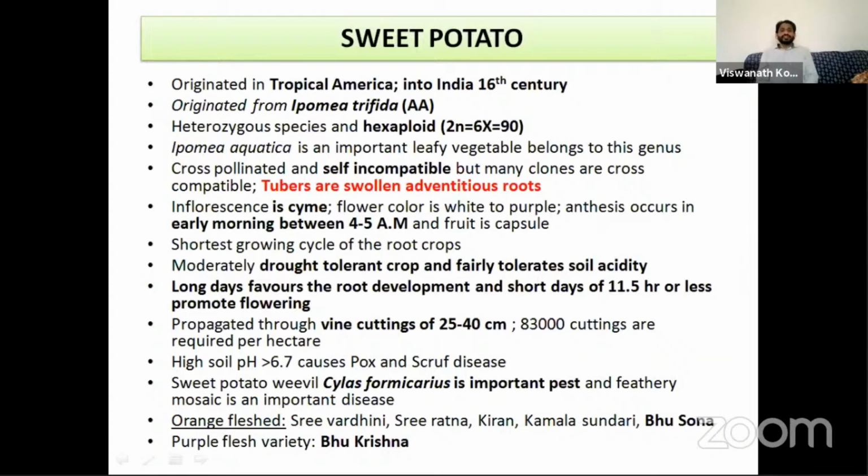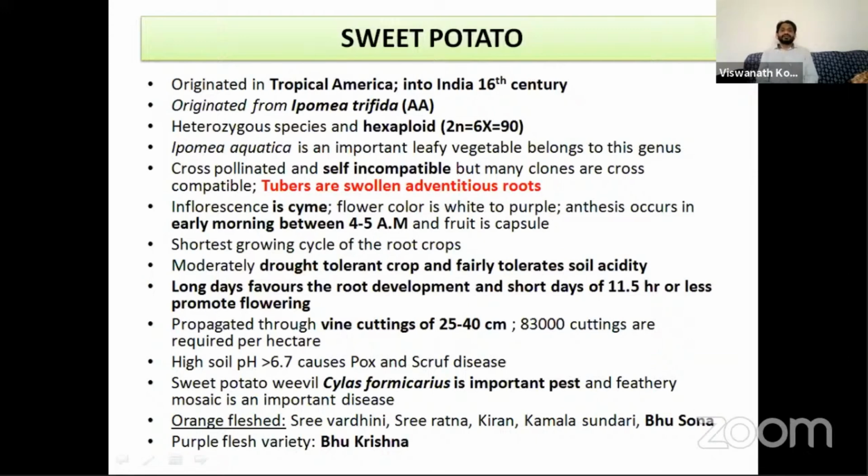There is another important leafy vegetable species in Ipomoea, that is Ipomoea aquatica. This is a water vegetable, an aquatic vegetable, where the leaves are edible. So sweet potato is hermaphrodite. Sweet potato has hermaphrodite flowers, but it is cross-pollinated due to self-incompatibility.